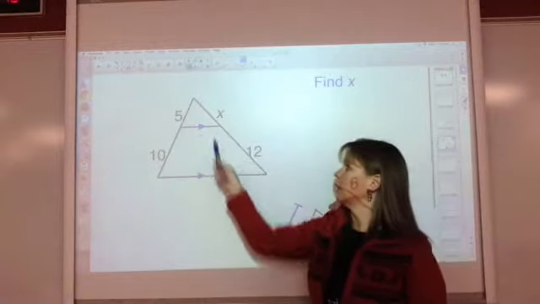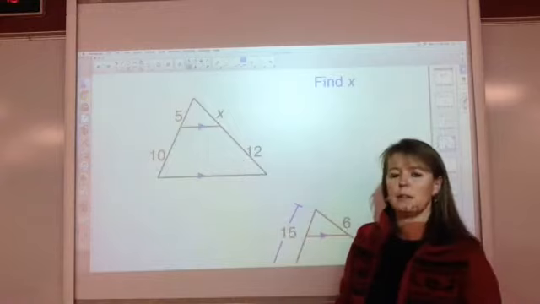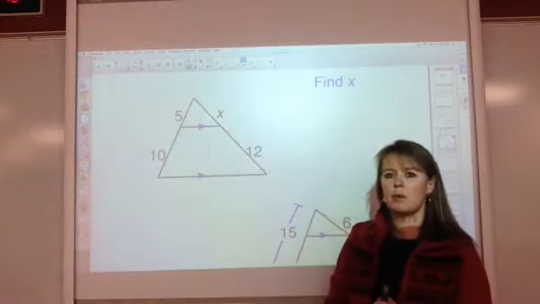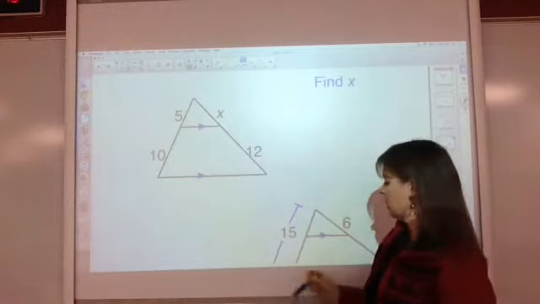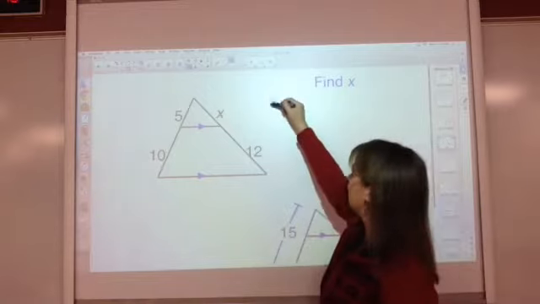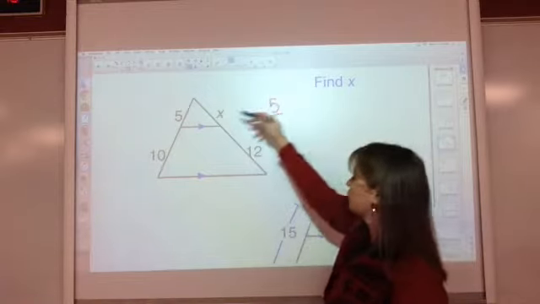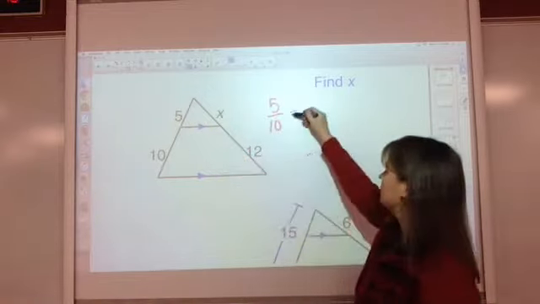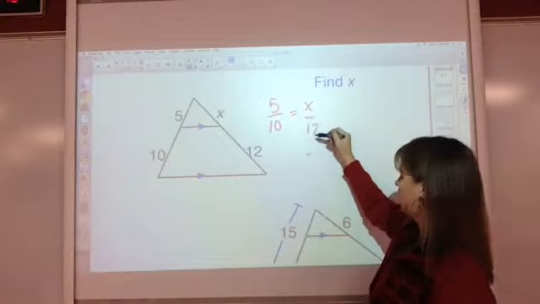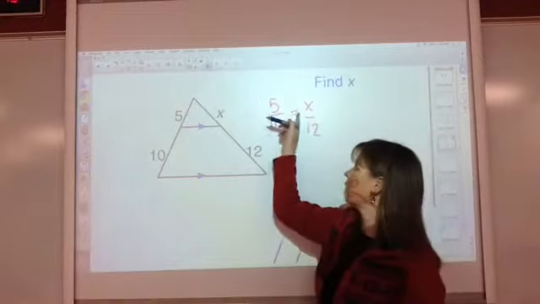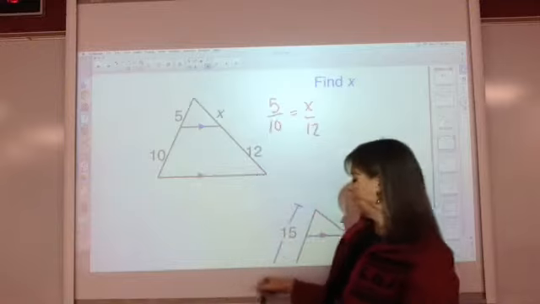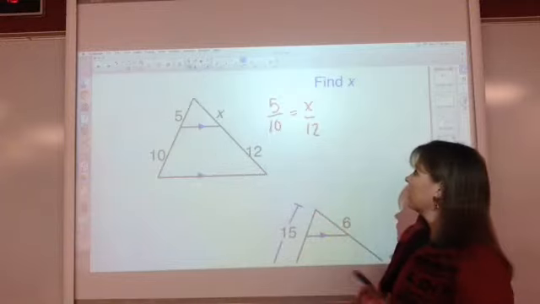Here they are parallel. It's marked, it's told you. Yes, they're parallel, which means yes, they have to be proportionate. Okay, let's set up a proportion then. 5 over 10, if we go top to bottom, has got to equal x over 12. And we don't need to have an equal or a question mark. We know if they're parallel, they have to be equal.